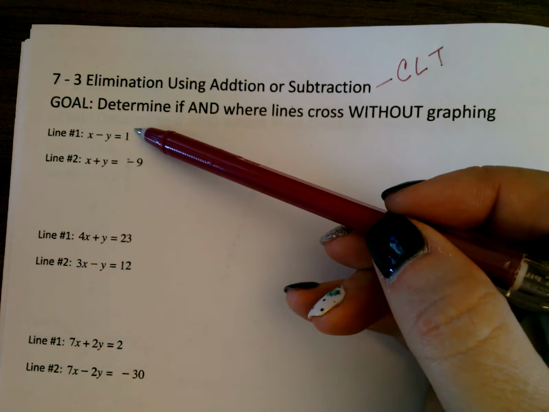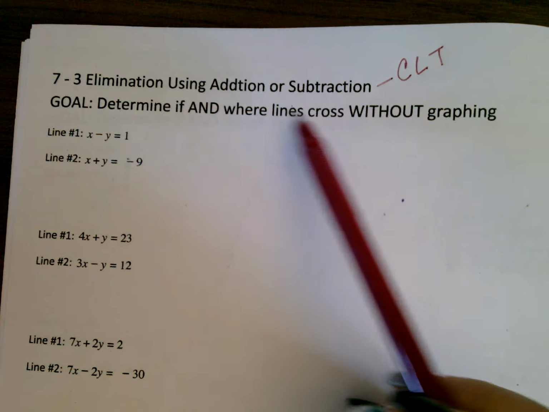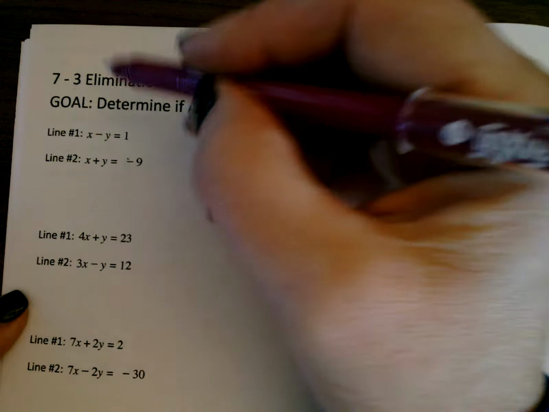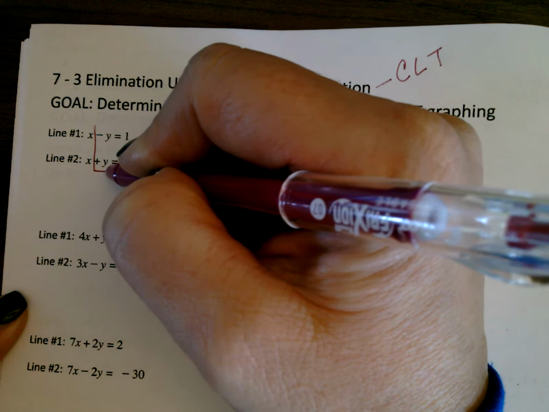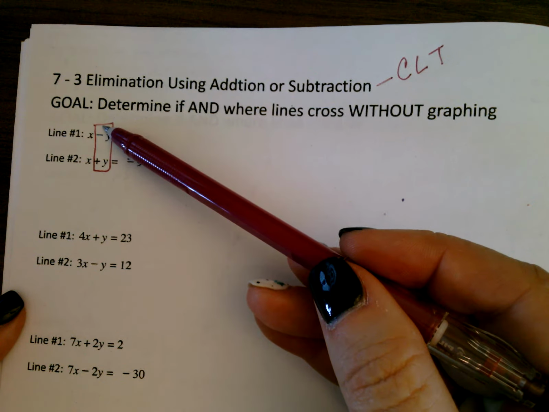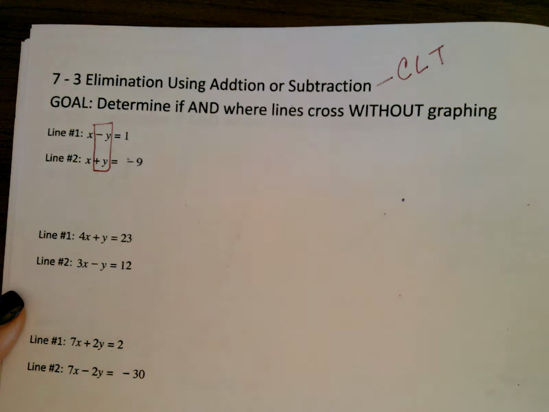Here is line 1, here is line 2. Our goal is to determine if and where these lines cross, but without graphing them anymore. My goal today is to look for a set of opposites. When I look at the y's in the two equations, I see that they are opposite. I have a negative 1y here and a positive 1y here.